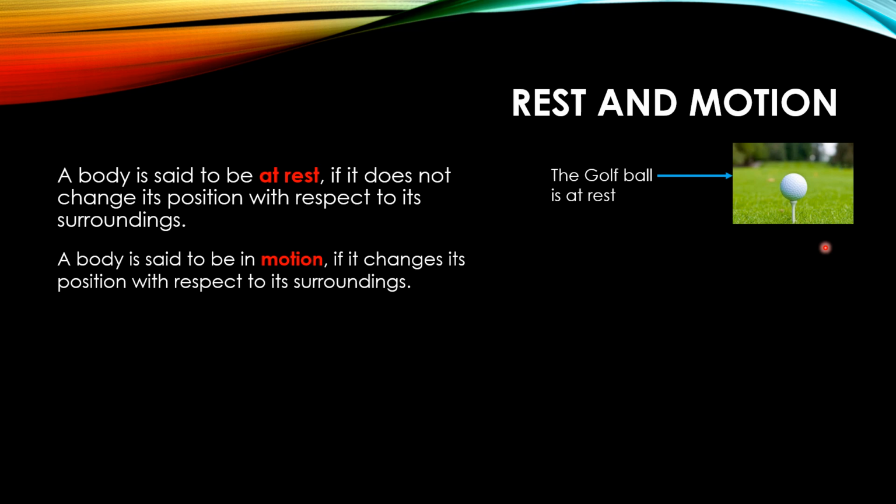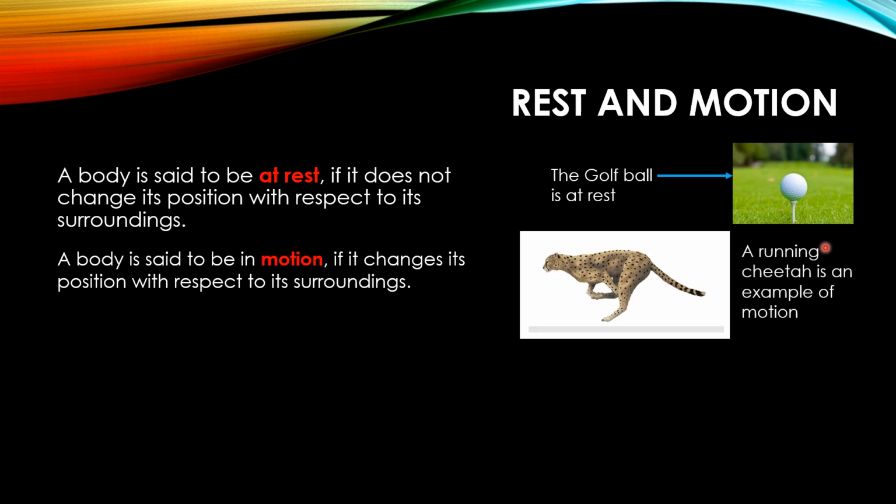Motion. A body is said to be in motion if it changes its position with respect to its surrounding. A running cheetah is an example of motion. As you can see in the figure, it is continuously changing its position with respect to its surrounding or any observer. Its surrounding can be a building or a tree, and an observer can judge its change of position.